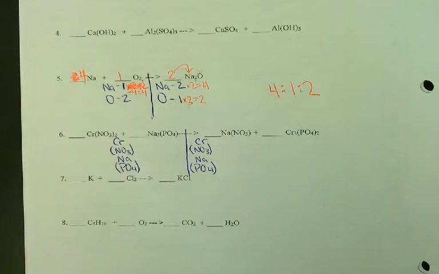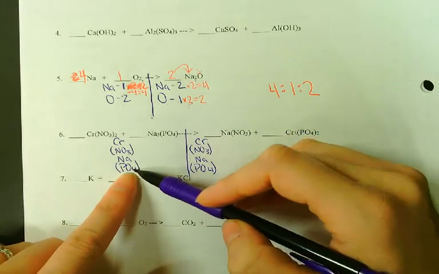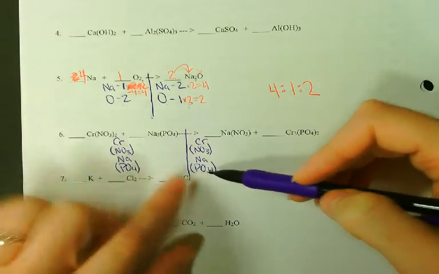So let's take a look down here for number 6. Okay, on number 6, I already started my work. We have chromium, nitrate, sodium, and phosphate.